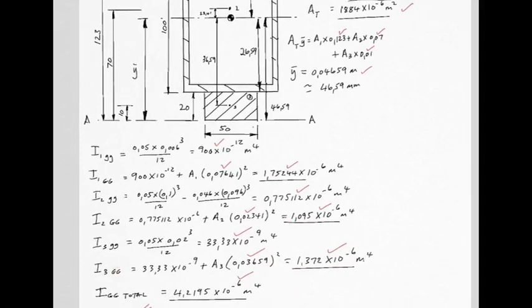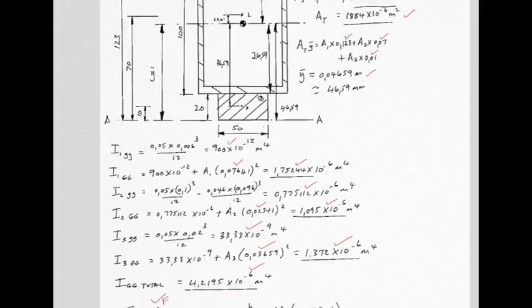Now we can add all of these underlined numbers together because they are all about the same axis, GG, capital GG denoting an axis passing horizontally through the centroid of the whole shape. You may add those 3 together because they are about a common axis. And there's your answer, 4.2195 times 10 to the minus 6 meters to the 4th.